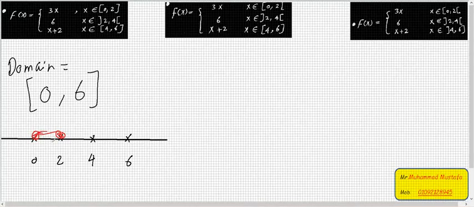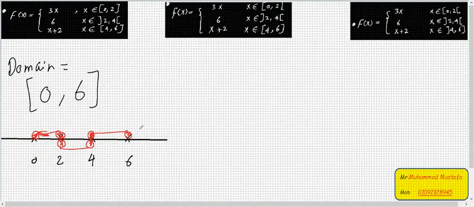The second interval, 2 open, 4 open. The third, 4 closed and 6 also closed. Here from 0 to 2 and also from 4 to 6, we have all real numbers from 0 to 6.